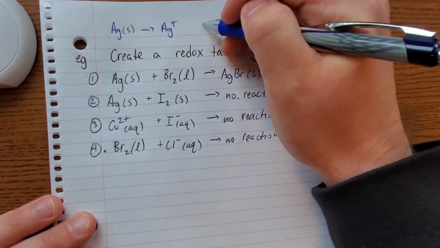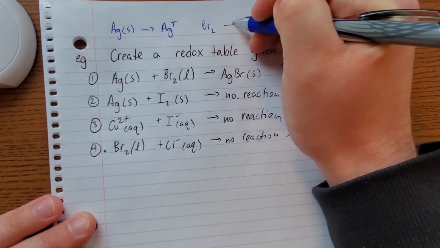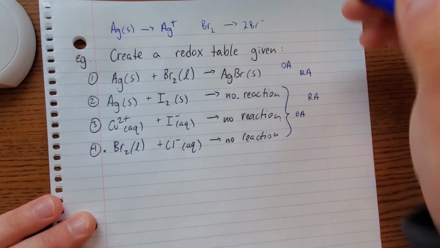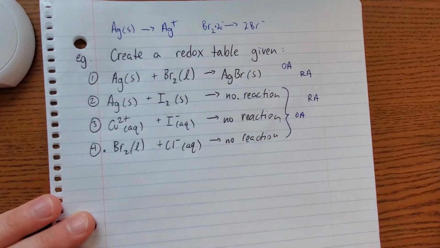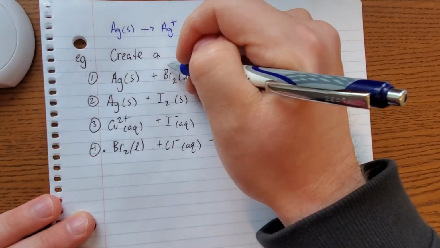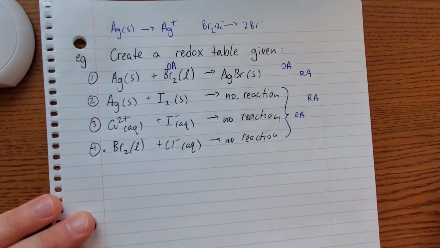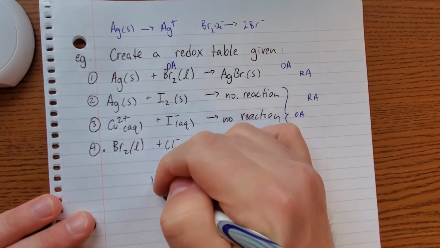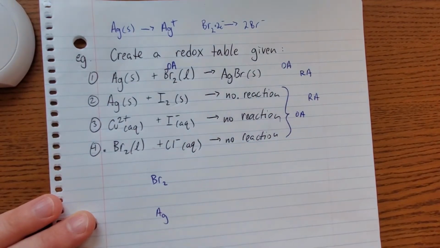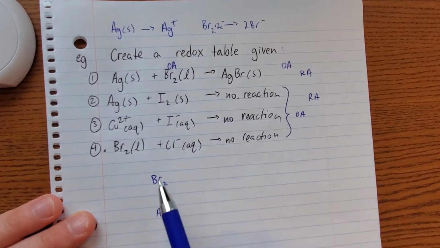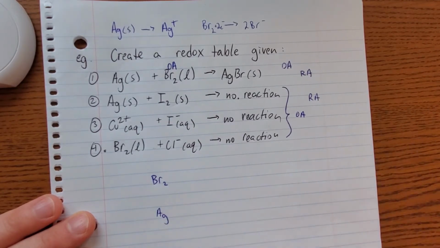So the other half reaction involving bromine looks like this. This is reduction because the charge has gone down. We'd have to add electrons here. If bromine is reduced, that makes it the OA. There was a reaction, so bromine is going to be above silver. So I'm just going to build my table down here. Okay? And I'm going to complete the reduction half reactions later.